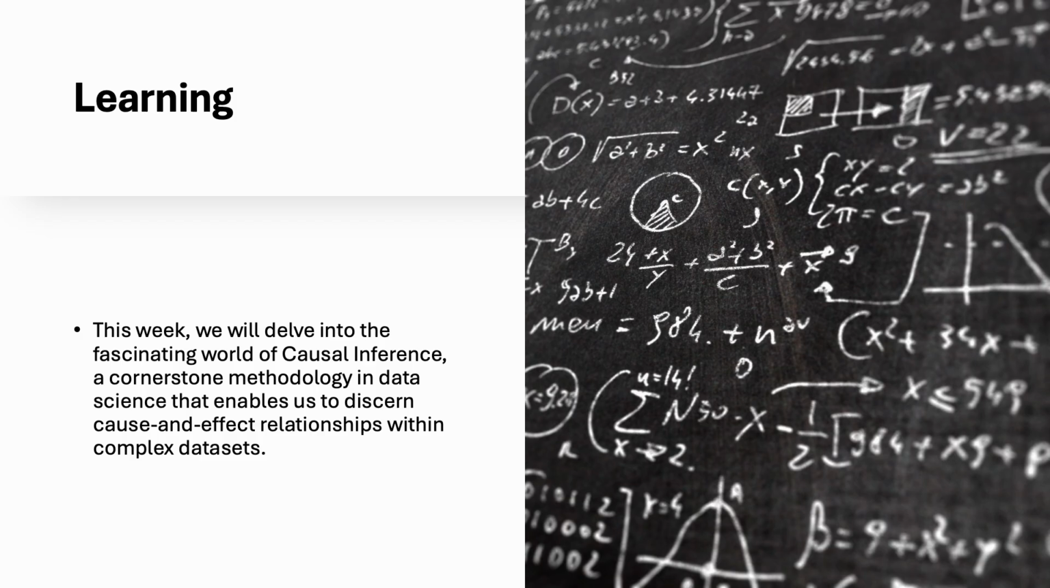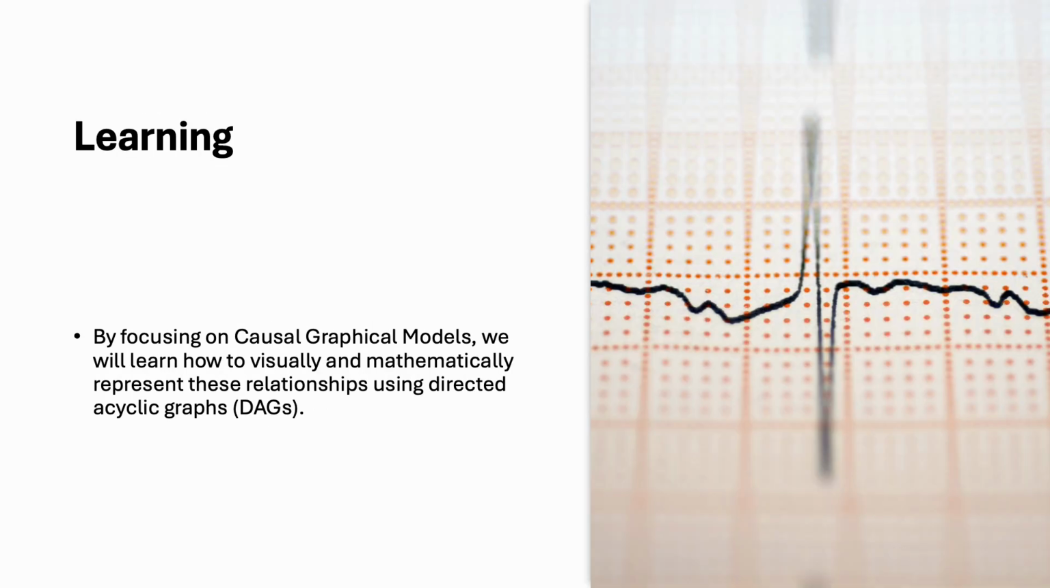This week we will delve into the fascinating world of causal inference, a cornerstone methodology in data science that enables us to discern cause and effect relationships within complex datasets. By focusing on causal graphical models, we will learn how to visually and mathematically represent these relationships using directed acyclic graphs.